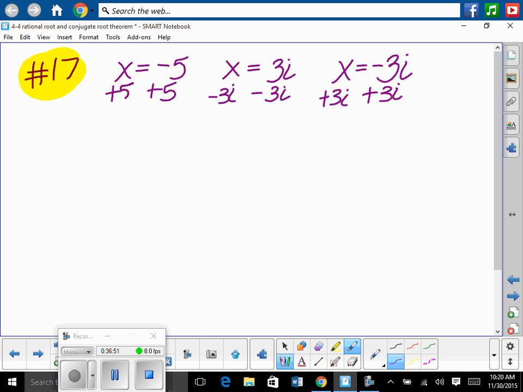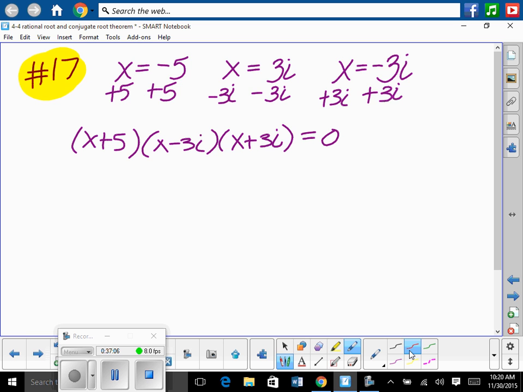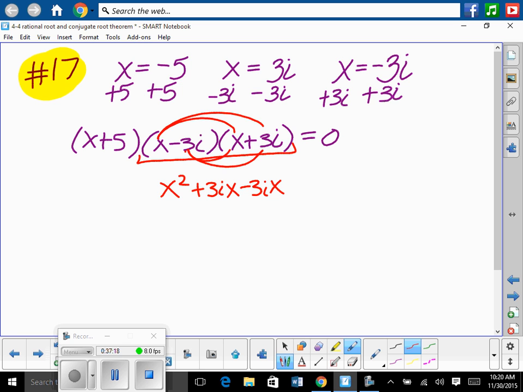So we have x plus 5 times by x minus 3i times by x plus 3i. And that's all equal to 0. So then from there we're going to distribute. Take my advice. Always multiply conjugates together first. It always helps. X times x is x squared. And I'm going to show all my work on this one. Plus 3ix minus 3ix minus 9i squared.